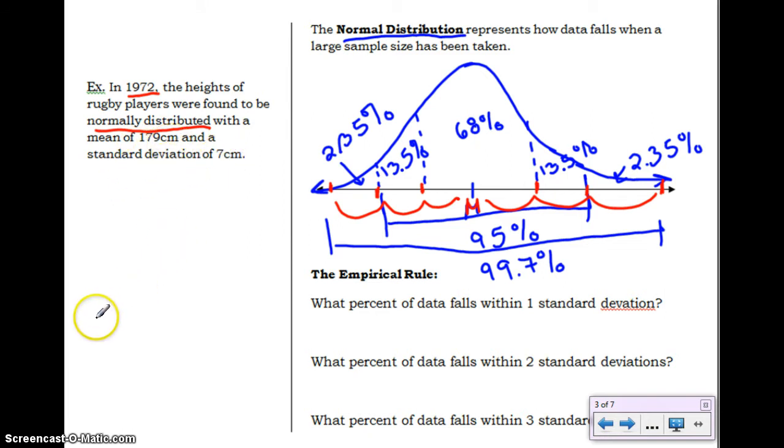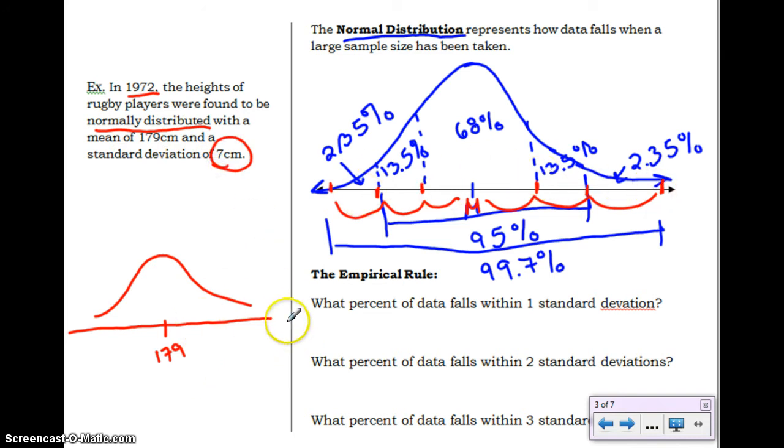So what I'm going to do is I'm going to sketch my own little curve here. Ooh, and I'm going to try to make it look as neat as I can. That will not always look perfect. And my mean is 179. I'm going to put that right in the middle. And I'm going to add, this is my standard deviation of 7. So I'm going to add standard deviation again. Remember, we go 3 times to the right, 3 times to the left. Right is positive, so we add. Left is negative, so we subtract.